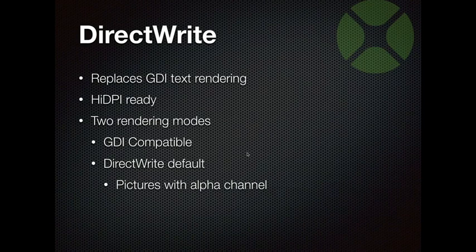And just like GDI Plus, when we use GDI for text rendering, we use it everywhere except for pictures with alpha channel, because GDI cannot draw text onto pictures with alpha channel. And just like with GDI Plus, the same thing applies with DirectWrite. We use GDI compatible text rendering everywhere, except if you have a picture with alpha channel, then we have to use DirectWrite's default text rendering mode.